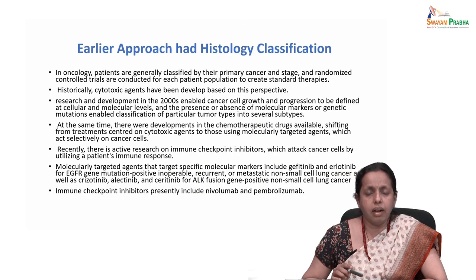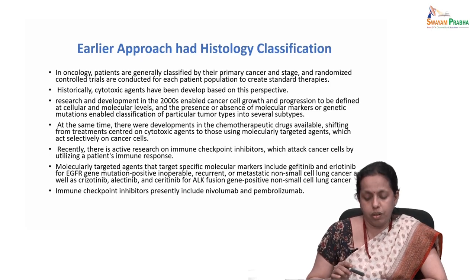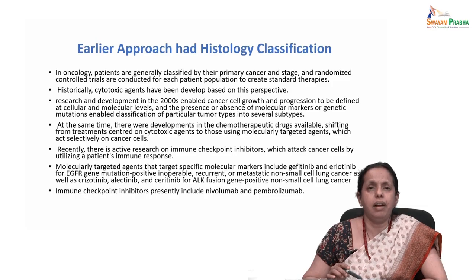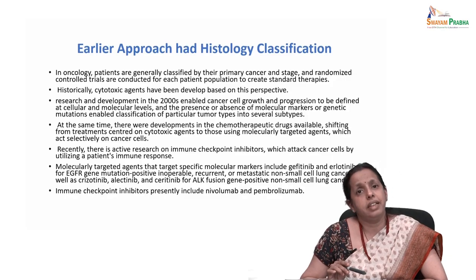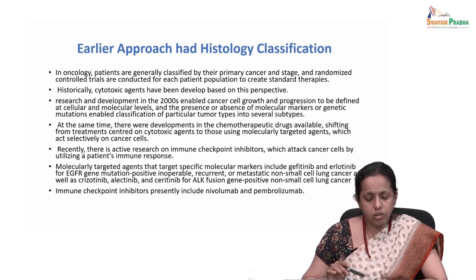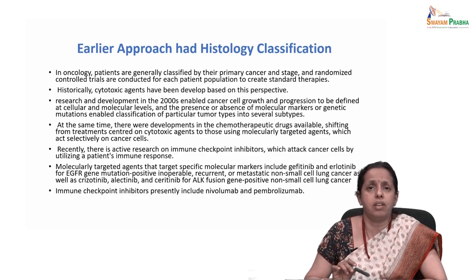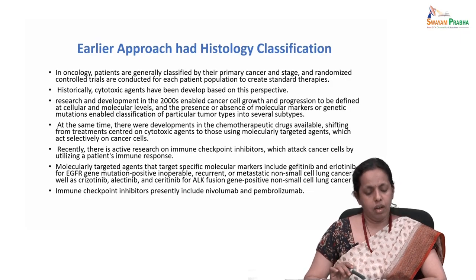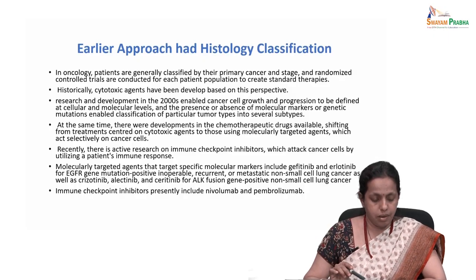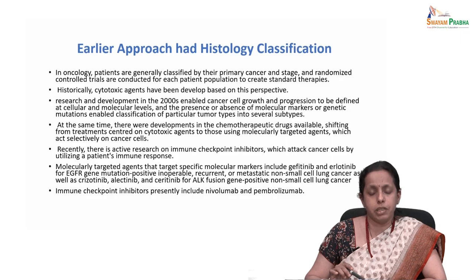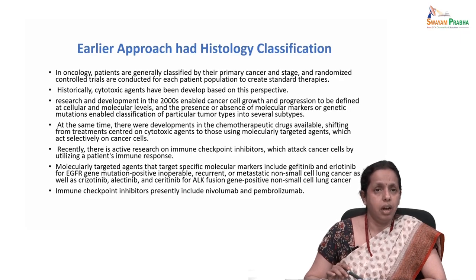For a novel drug to be tried, what was the earlier approach? It was mostly based on histologic classification. Earlier, oncology patients were generally classified by the primary cancer, which we have already seen in cancer detection methods, and then the stage of your cancer, the TNM methods. And to have your randomized control trials, each patient population had to go through the same standard therapies. Based on this perspective, all the existing cancer drugs were developed.